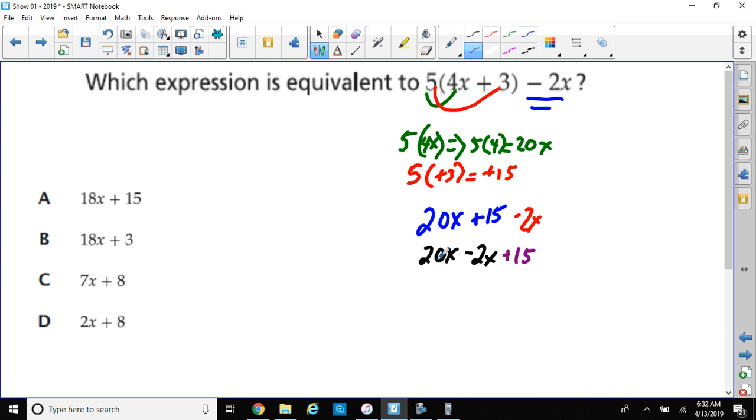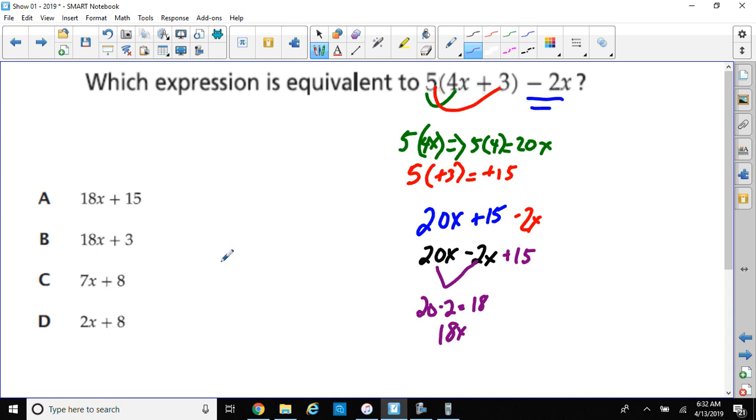But let me just bring this together because these are like terms. What do I mean by like terms? That's when you have the same letters in both terms. So this is an X and that's an X. So we can take out 20 and minus 2 from it. That'll give us 18. But don't forget the X. So that'll give us 18X.